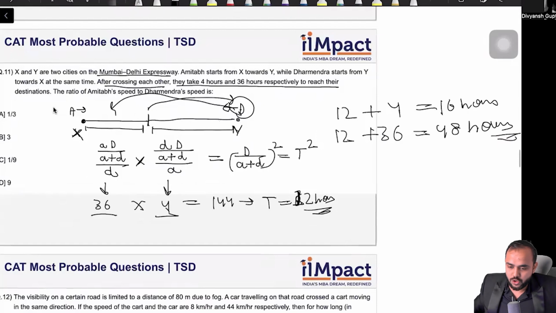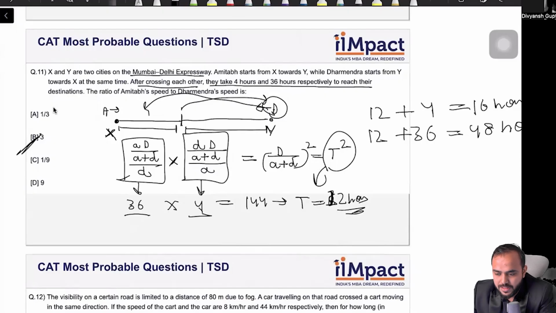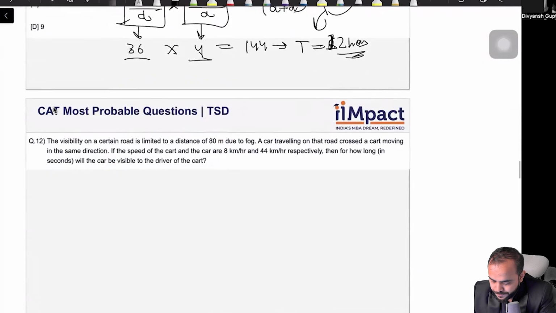Now, if the ratio of the time taken to travel the same distance, basically X to Y and Y to X, is 16 is to 48, which is 1 is to 3, then their speed ratios will be the opposite of this time ratio, or 3 is to 1. That is option number B. So this result can be used here, or if you don't want to memorize this, you can get to these two values and derive it. It's up to you. Moving on.